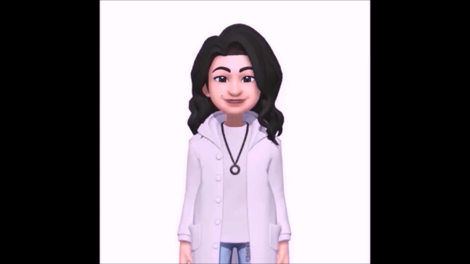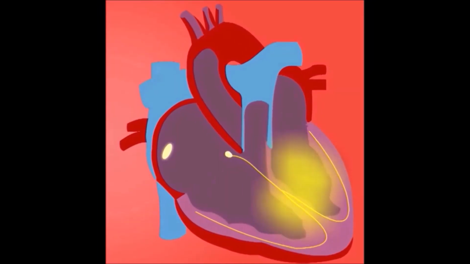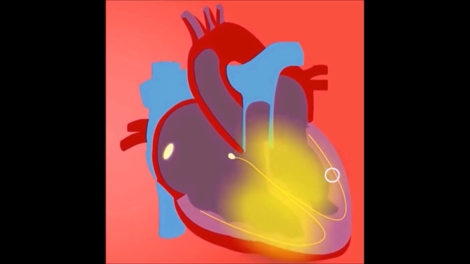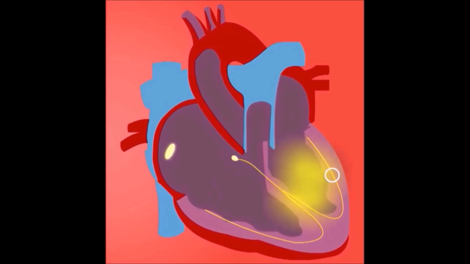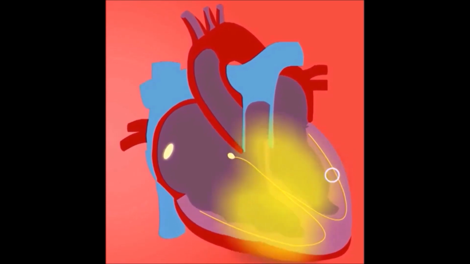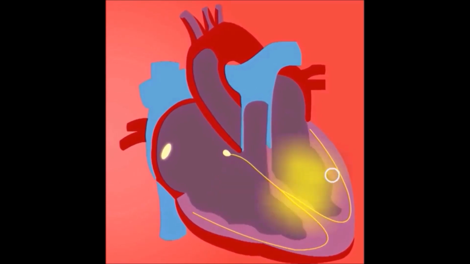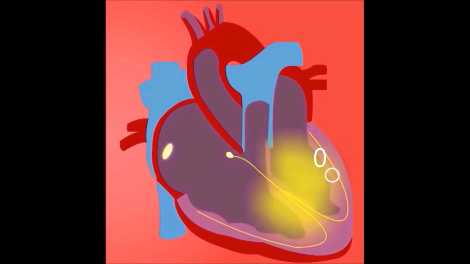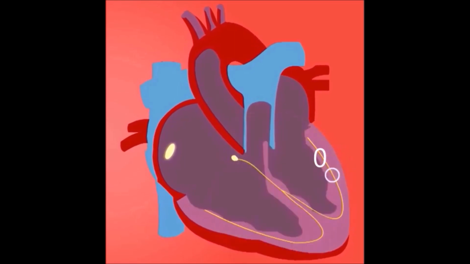Impressive. Question number 3. What do you mean by unifocal premature ventricular contractions and multifocal premature ventricular contractions? Premature ventricular contractions that originate from the same focus will have the same QRS morphology and are referred to as unifocal. Premature ventricular contractions that originate from different ventricular sites have different QRS morphologies and are referred to as multifocal.